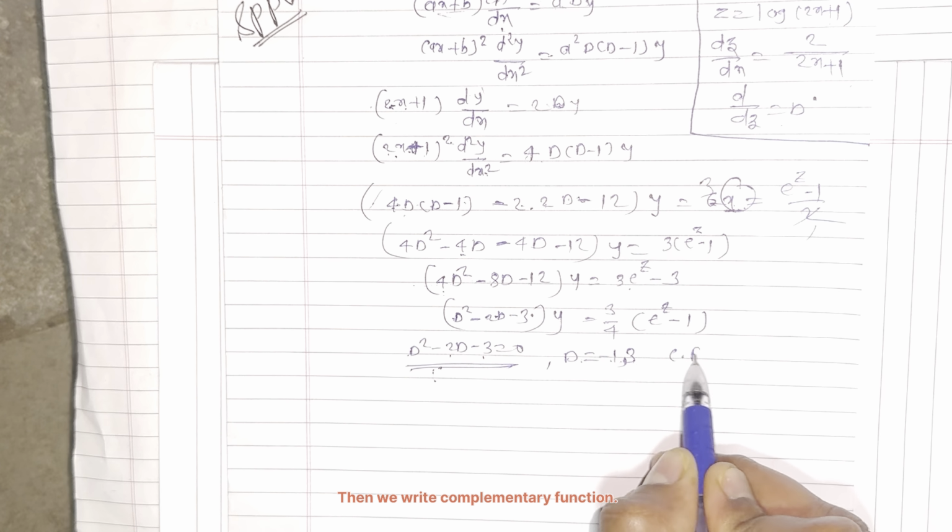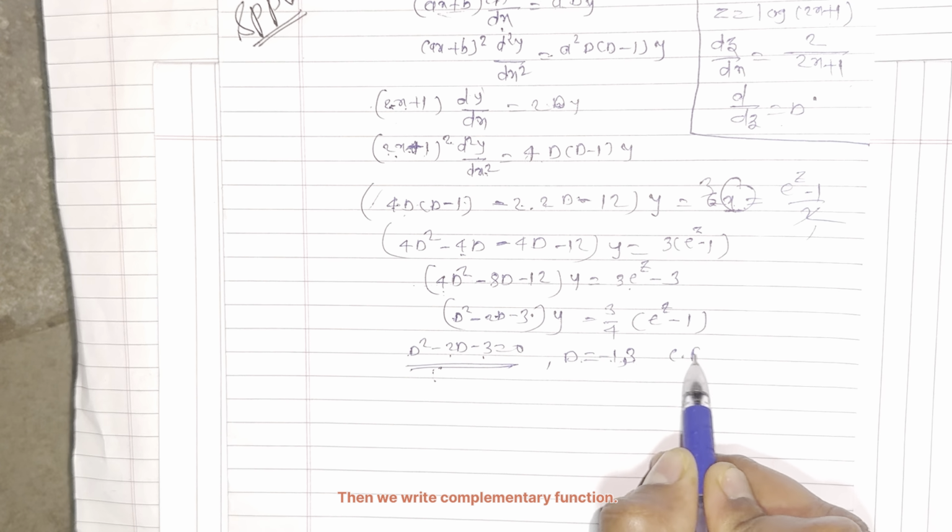So take 3 by 4 outside. 1 upon D squared minus 2D minus 3, e raised to z minus 1. I am going to write it as e raised to 0. E raised to 0 means it is 1. Why am I writing this? Because we know that whenever we have e to the power ax, we replace D with that a. So similarly do it here and here.